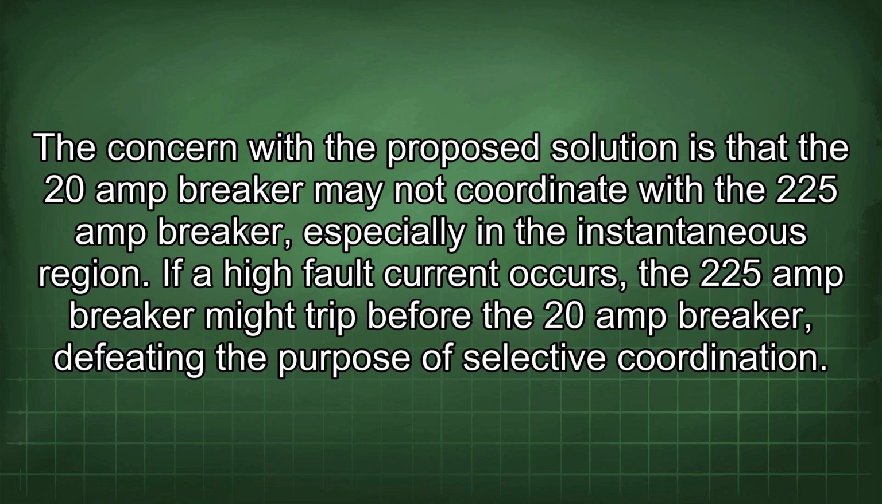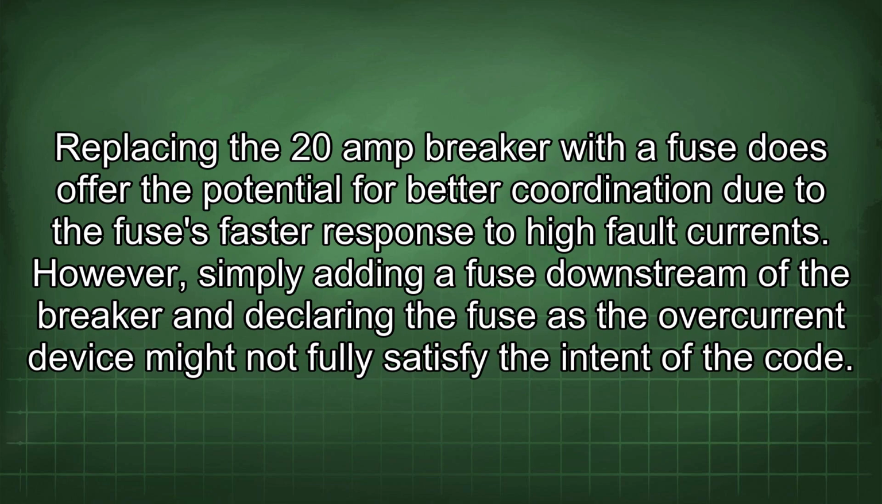If a high fault current occurs, the 225 amp breaker might trip before the 20 amp breaker, defeating the purpose of selective coordination. Replacing the 20 amp breaker with a fuse does offer the potential for better coordination due to the fuse's faster response to high fault currents. However, simply adding a fuse downstream of the breaker and declaring the fuse as the overcurrent device might not fully satisfy the intent of the code.